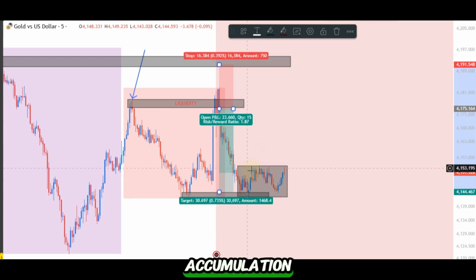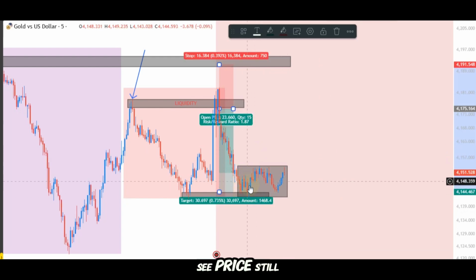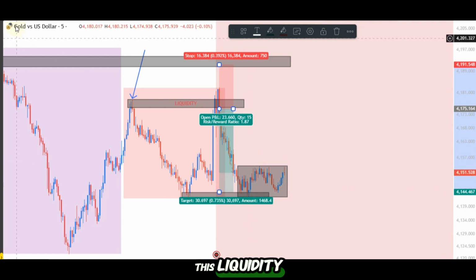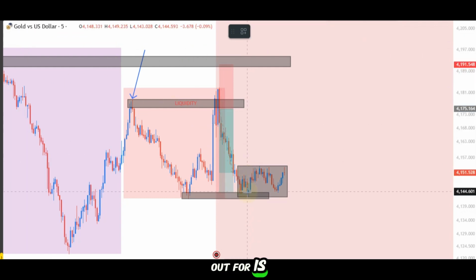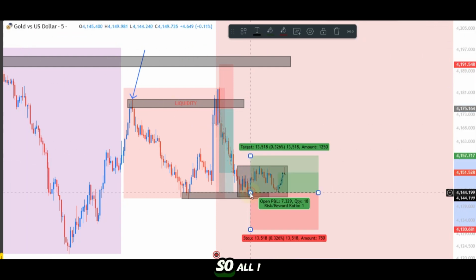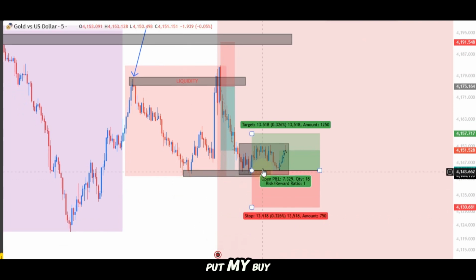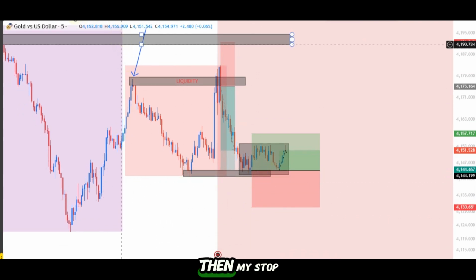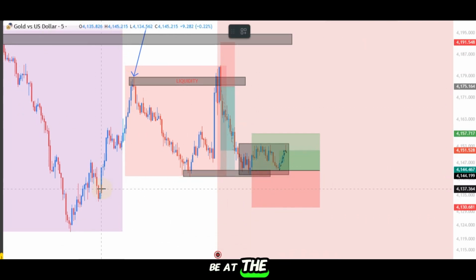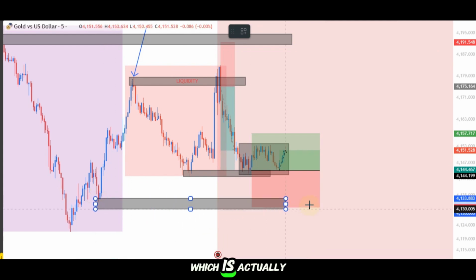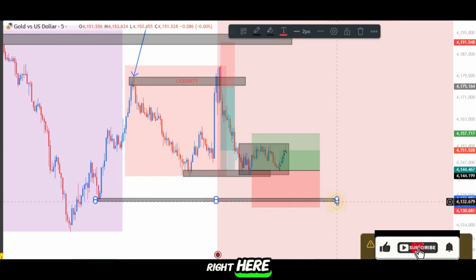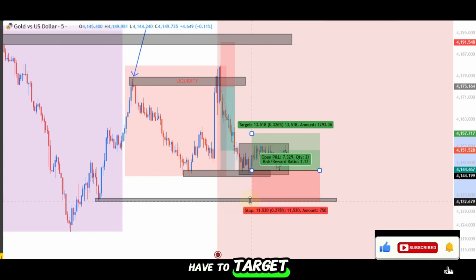So after some accumulation, you guys can see price still came back to this liquidity. So all I will be looking for is actually a buy. So all I have to do is just to put my buy limits at this point. Then my stop loss would now be at the nearest liquidity, which is actually this one sitting right here. So I just have to target this place.